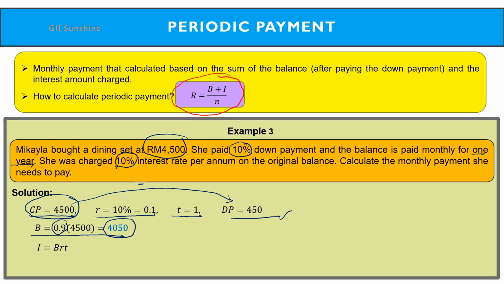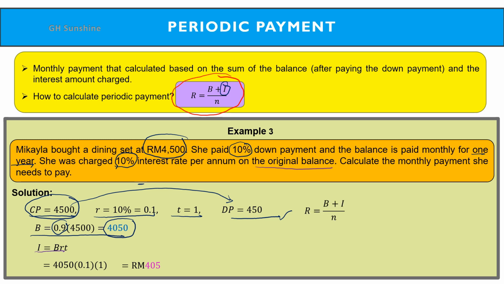Okay. Next, what we need here is to calculate the interest amount. So I equals BRT. Why do we use this formula? Look at here, based on the original balance. That's why we need to use this formula. I equals BRT. Substitute all the values. So the interest amount charged equals RM405.